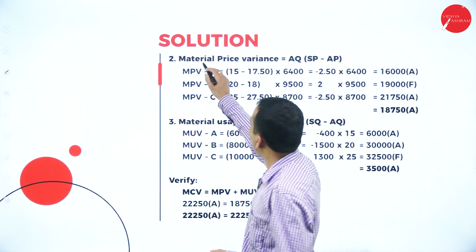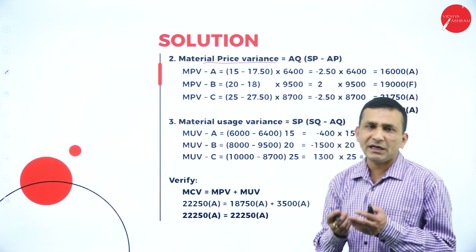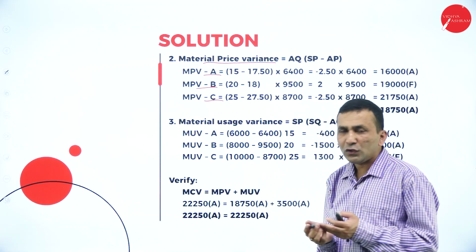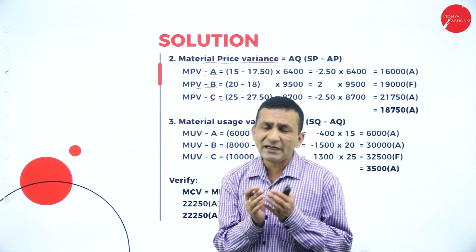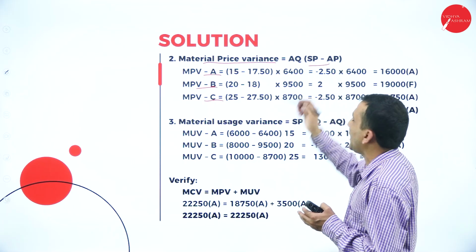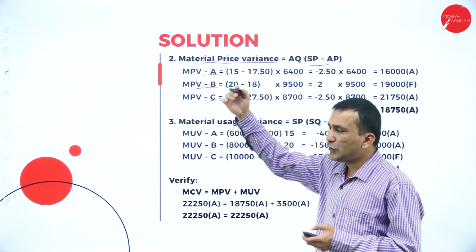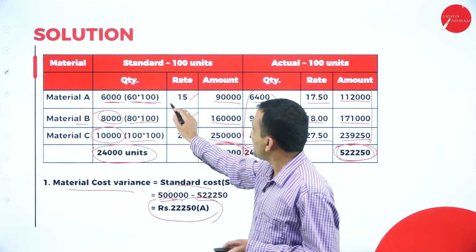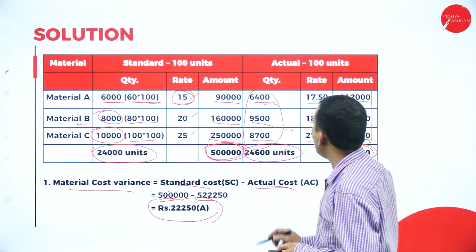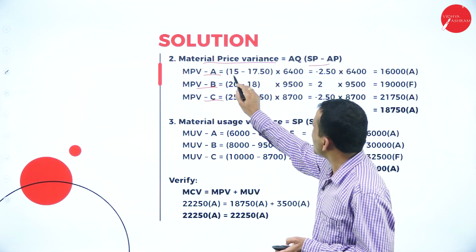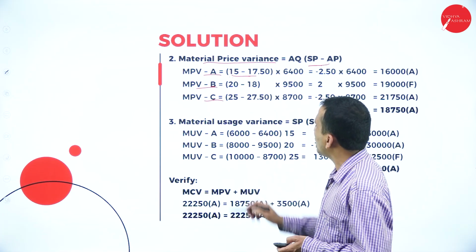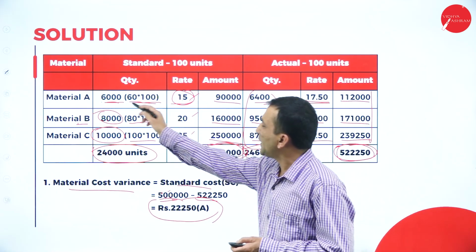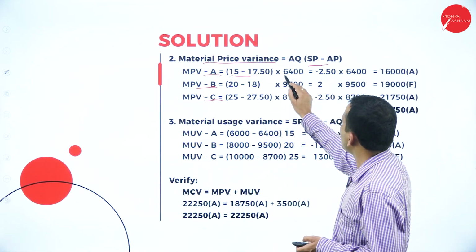Okay, from this if you subtract, the sign is always negative, so that's what we are writing as adverse. So moving to the material price variance, because we need to calculate each and every material: material A, material B, material C. We know the formula for material price variance: actual quantity into standard price minus actual price.